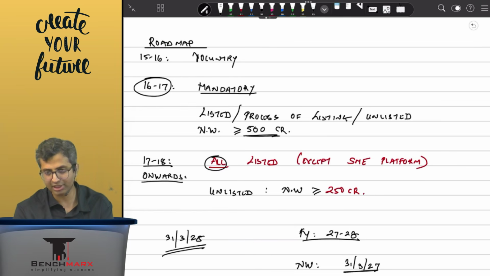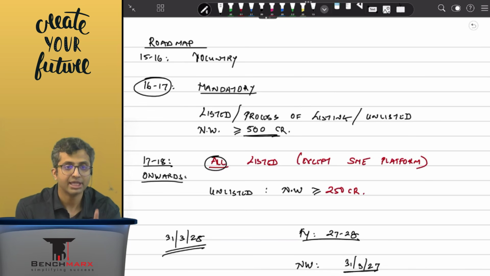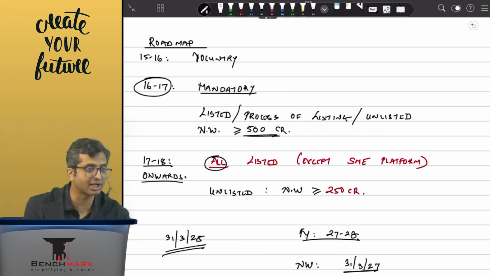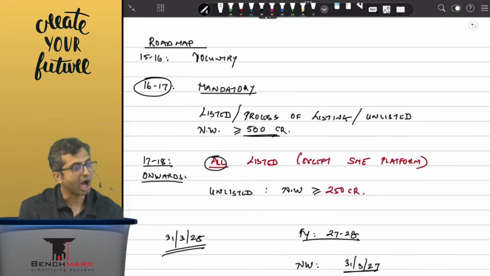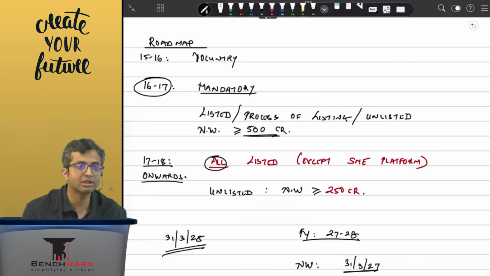So is voluntary application possible? Yes, but if you apply voluntarily or you apply mandatorily, if you prepare one financial statement as per Ind AS, there is no looking back. You are stuck with Ind AS for life. Are we clear with this? Yes, please.